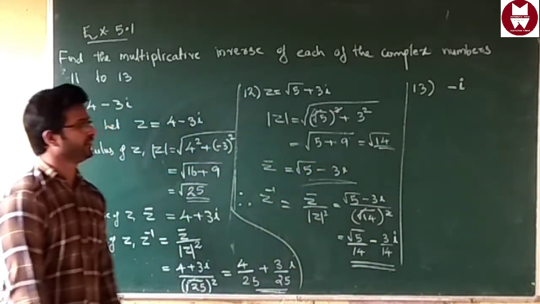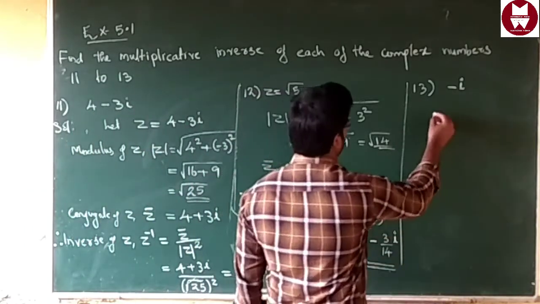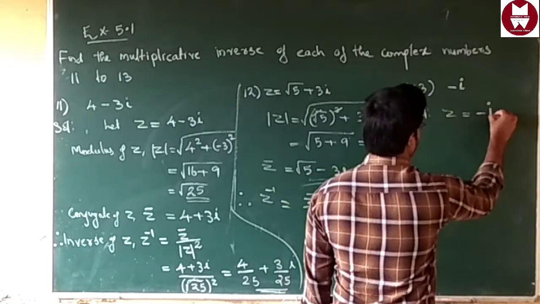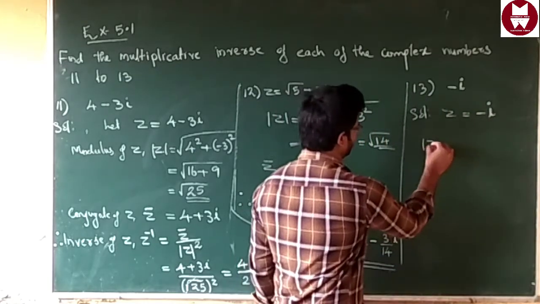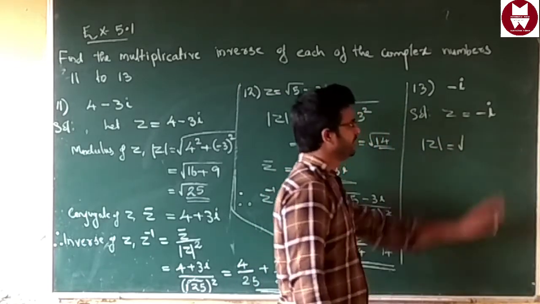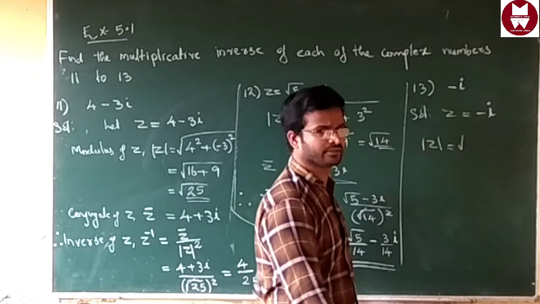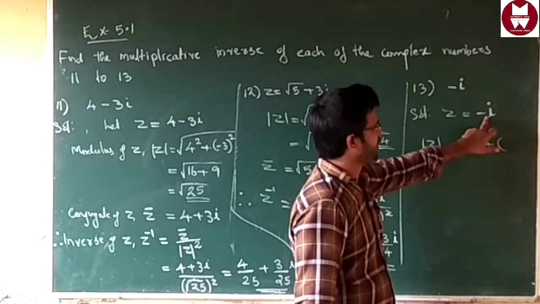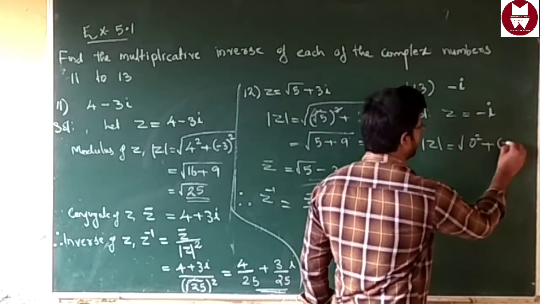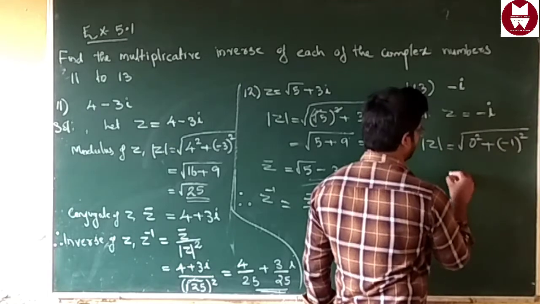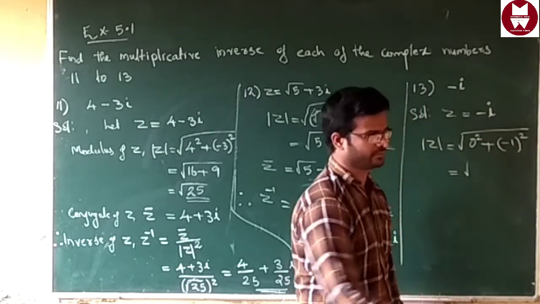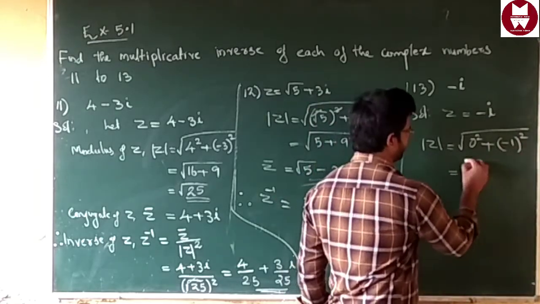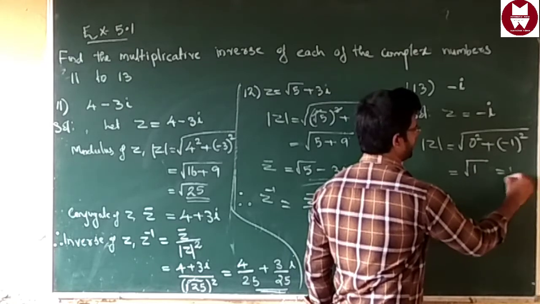This is our answer. Then question number 13. Here also, first give a name, z equal to minus i. Then the modulus of z is the square root of a squared plus b squared. What is the real part here? Nothing is there, isn't it? We can write the square root of 0 squared plus the imaginary part, which number? 1 is there. We can write minus 1 squared, equal to the square root of minus 1 all squared. Minus 1 into minus 1, we will get 1, equal to 1.